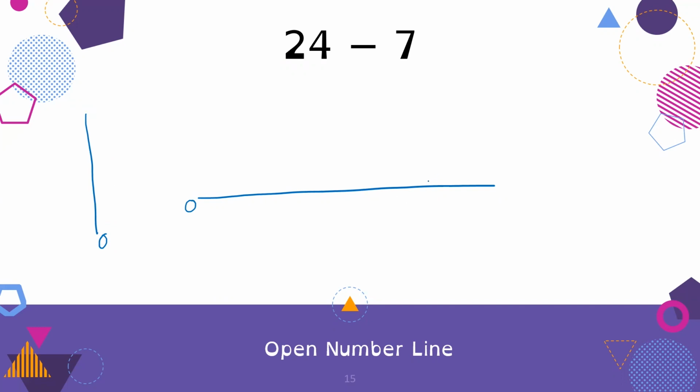Anyway, okay. So 24, that's how much I'm starting with, so I'm going to put it over far to the right. And I'm going to take away 7. So I'm going to take away an amount and I'm going to get smaller, closer to 0, because I'm taking something away. But taking away 7 from 24 isn't super friendly. So I'm going to do it in chunks that are nicer for me.